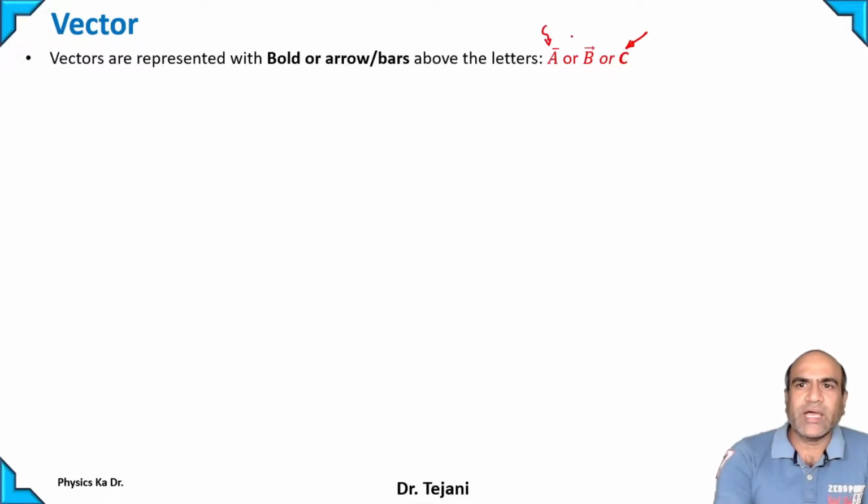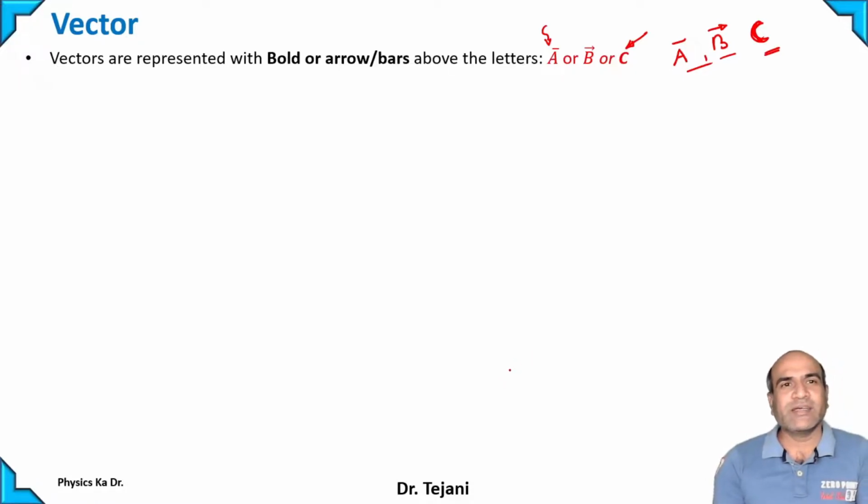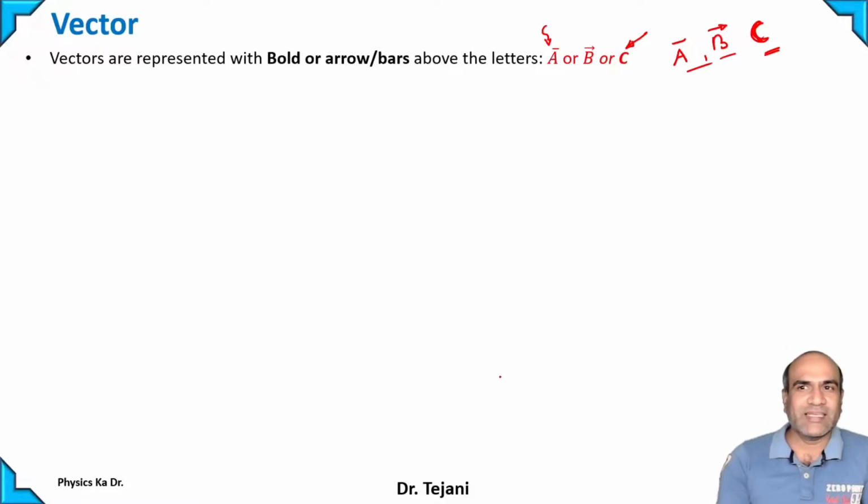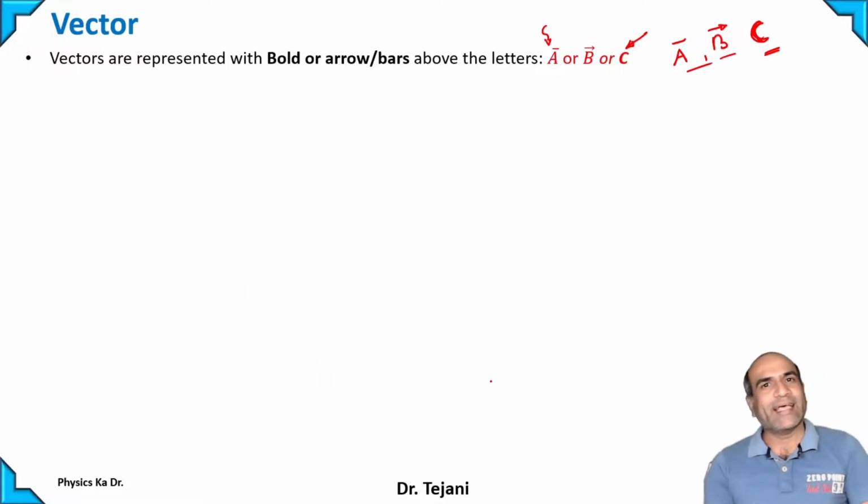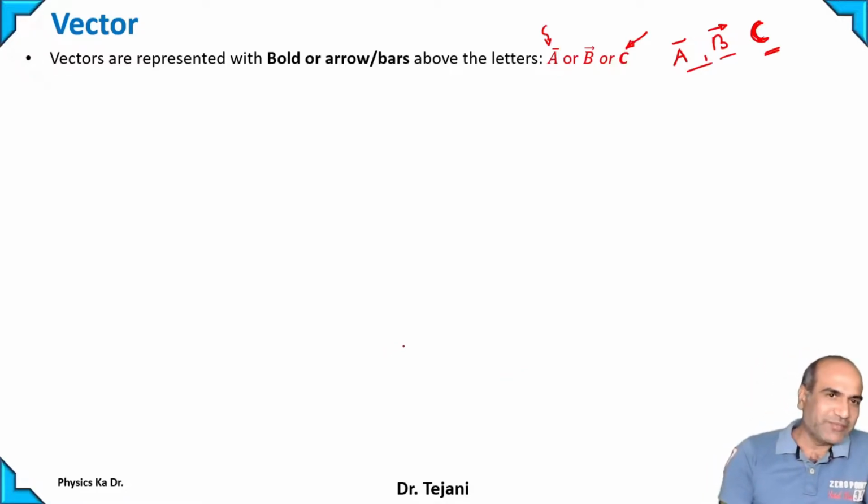Above this, you can have A with a bar, or you can have B with an arrow, or it can be written as a dark bold letter. So these three are used to represent a vector. That means it has magnitude as well as some direction.